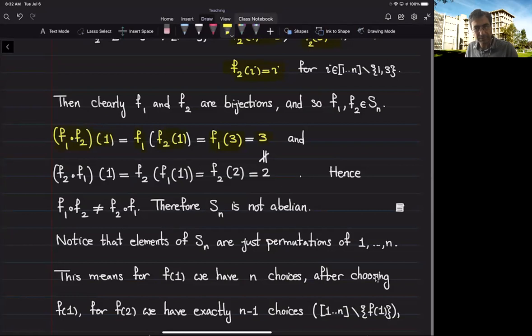Now let's see how about the other way. f2 of f1 of 1 is what? It is f2 of f1 of 1, but remember f1 swaps 1 and 2, so that would be f2 of 2, and f2 of 2 is fixed by f2, so we get 2, and these are not the same elements. So f1 ∘ f2 is not the same as f2 ∘ f1, and therefore S sub n is not abelian.